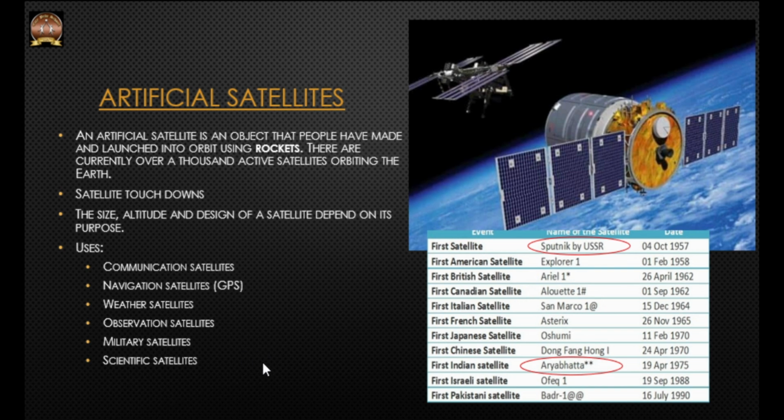A scientific satellite carries instruments to obtain data on magnetic fields, Earth and its atmosphere, the sun or other stars, planets and their moons, and other astronomical objects and phenomena. So you could say that the Mars Orbiter Mission or Mangalyaan is an example of a scientific satellite.